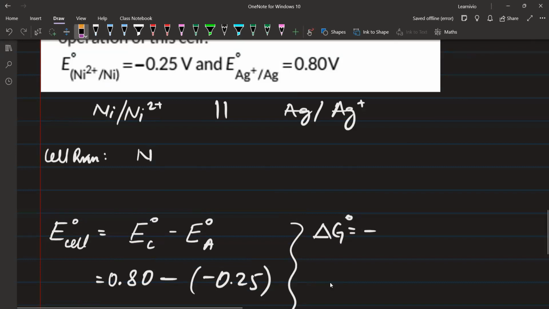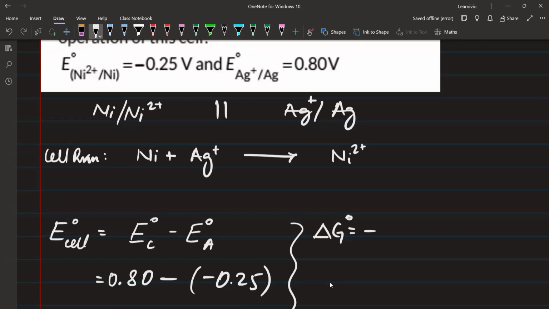Note this a little: Ag positive to Ag is reduction. Okay, so you'll be having nickel plus Ag positive, giving us nickel 2 positive plus Ag. Right. So these are the reactants. In blue, I am showing the reactants. In red, I am showing the products. Okay. Nickel plus Ag positive to Ni2 positive plus Ag.